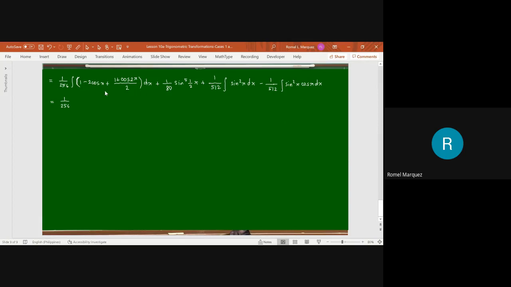What is the integral of 1 dx? x. Minus 2 over 256 is 1 over 128. Integral of cosine, that is what, guys? Sine, huh? Plus 1 over 256 times 1/2, that is 1 over 512.